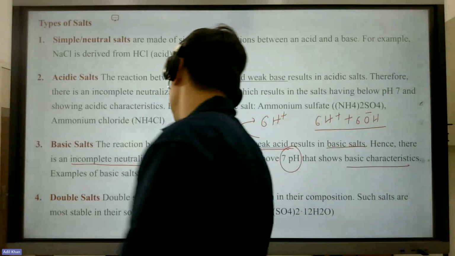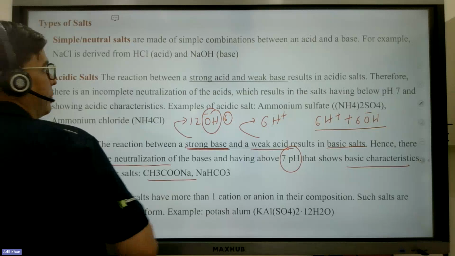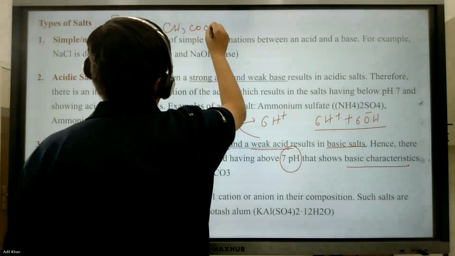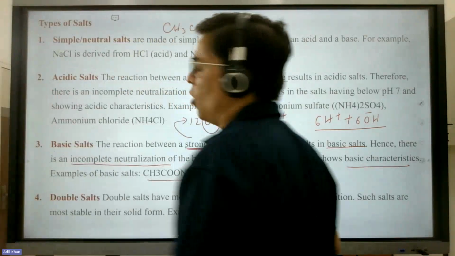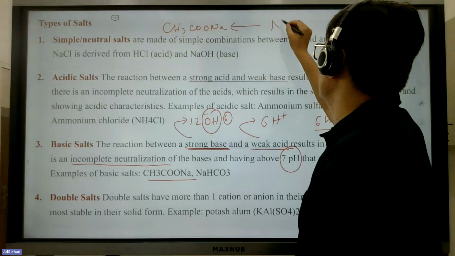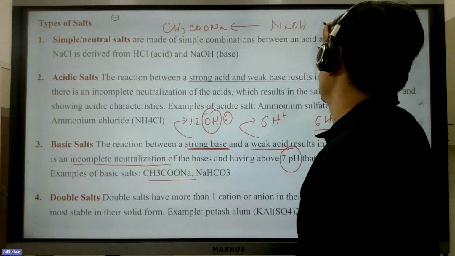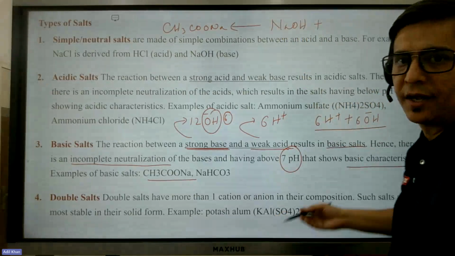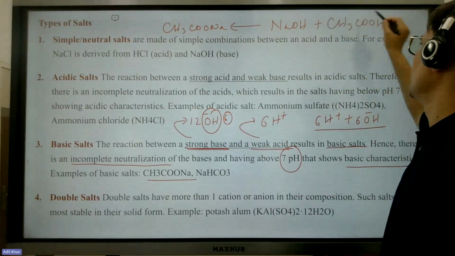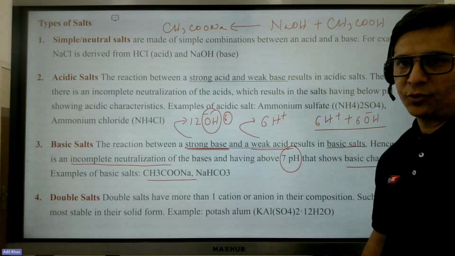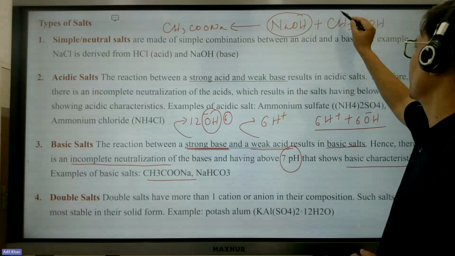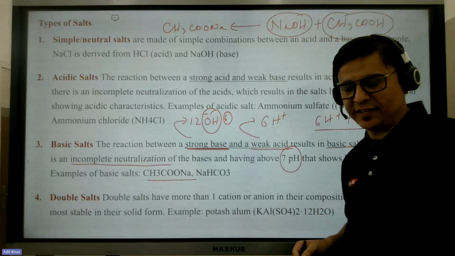Examples of this are sodium acetate and sodium hydrogen carbonate. So sodium acetate, this organic salt, is made up of two different types of chemicals. It is made up of sodium hydroxide, which is a strong base where dissociation is 100%, and of the weak acid, acetic acid. So strong base and weak acid give rise to this. The base undergoes 100% dissociation to give more OH minus. The acid undergoes partial dissociation to give less H plus ions.